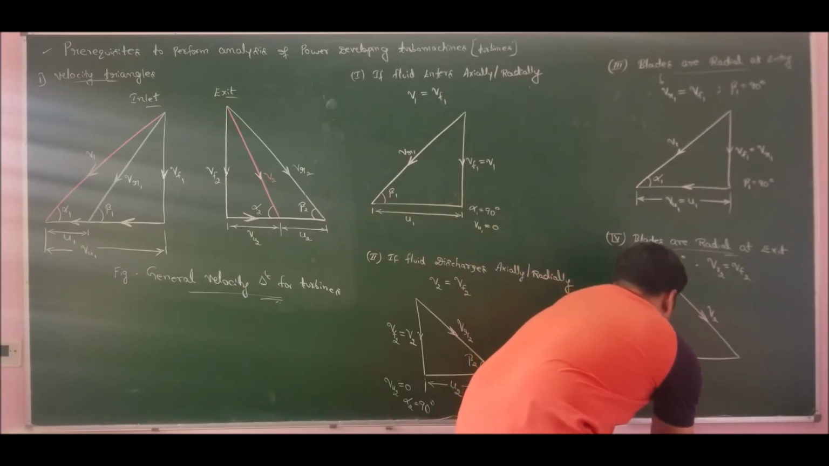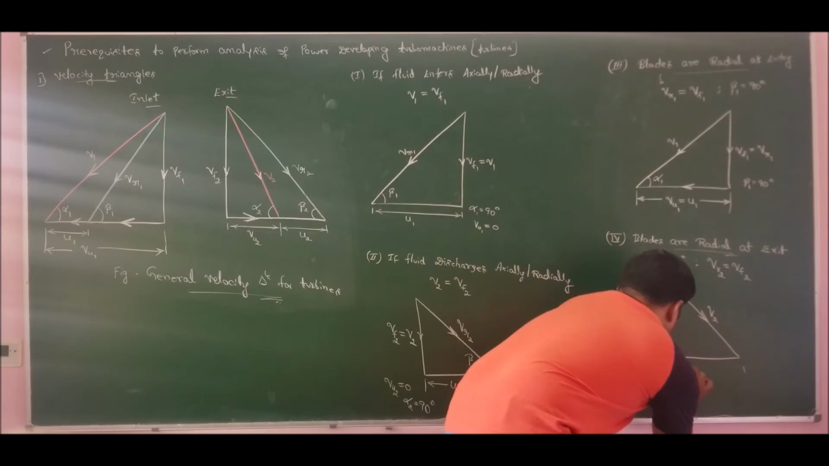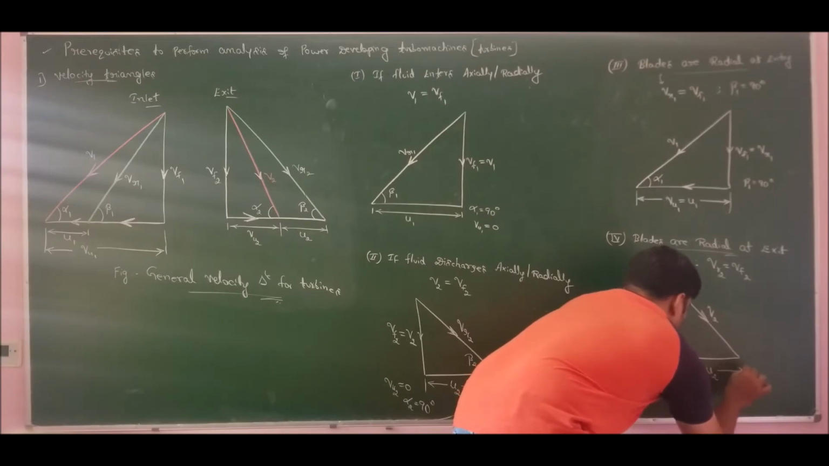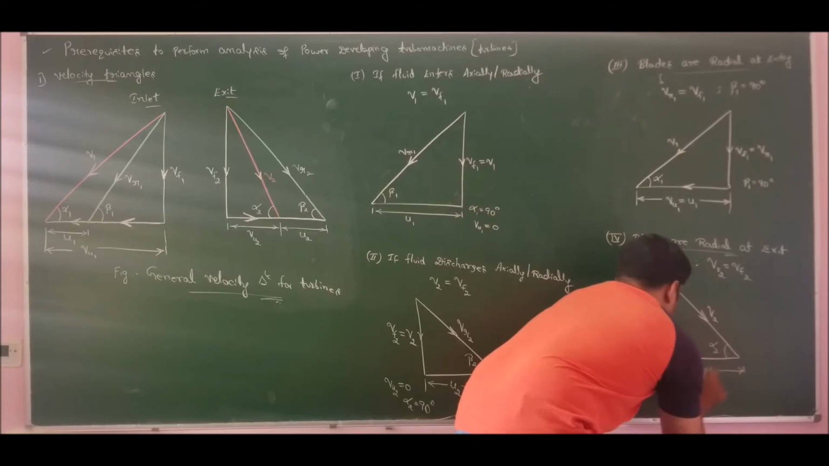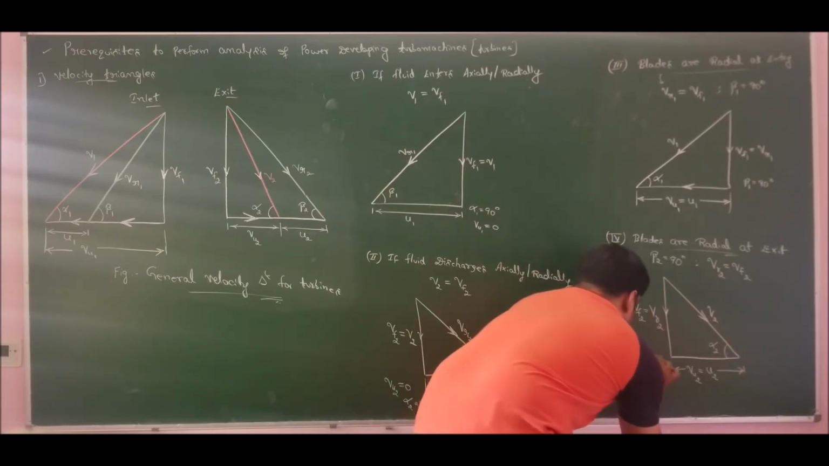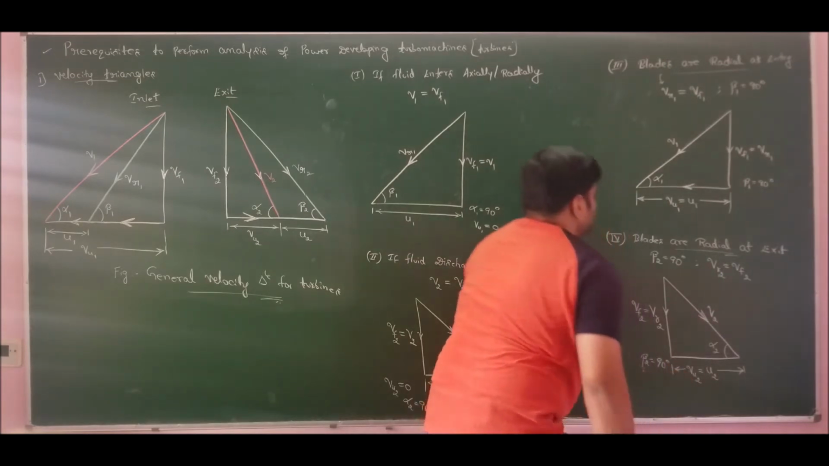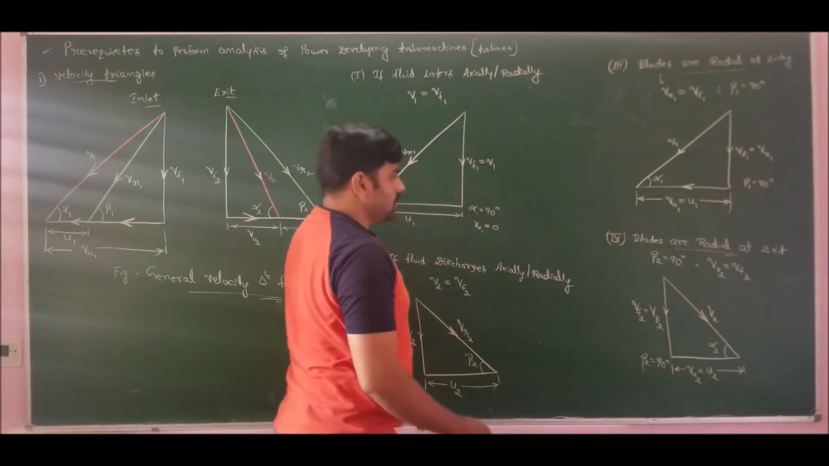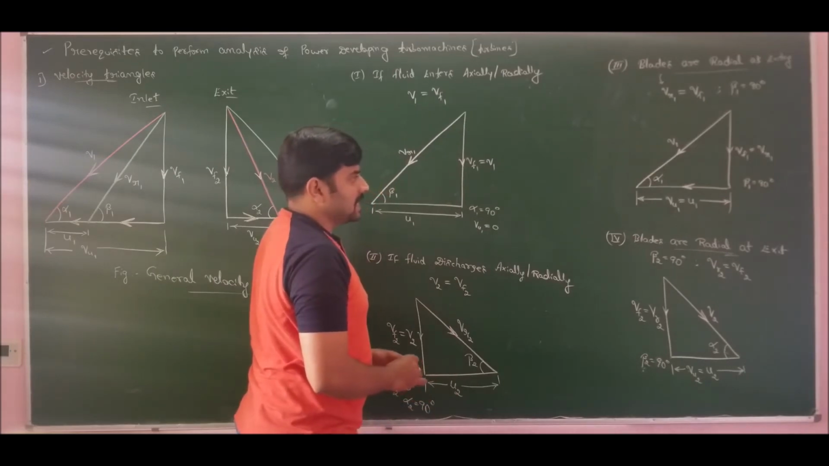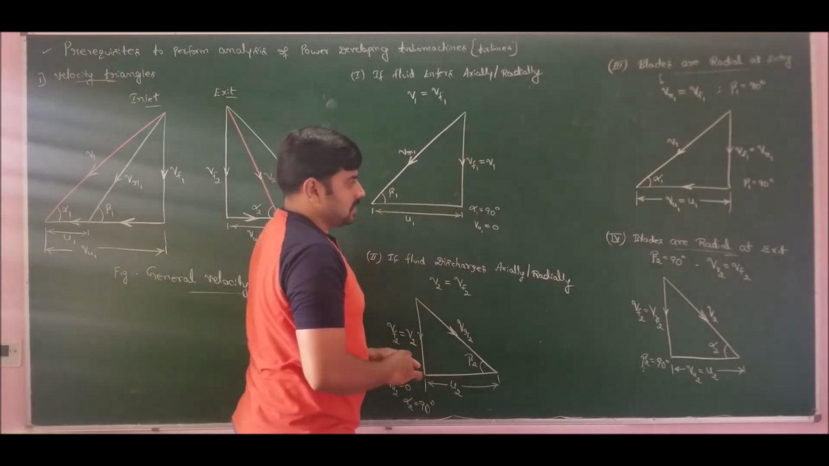So now we have the absolute as the reference, absolute to flow is VU2, absolute to relative is U2. The angle made by the absolute velocity at exit is alpha 2. So here we got the condition beta 2 equal to 90 degrees. So this is the velocity triangle for case 4, where blades are radial at exit.